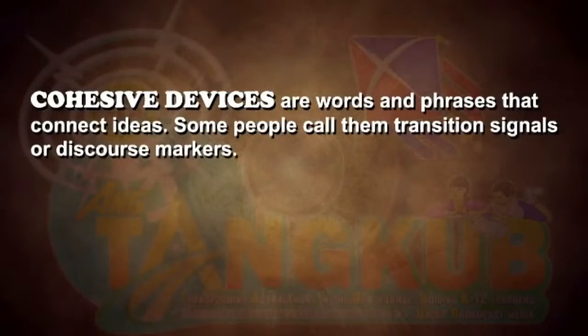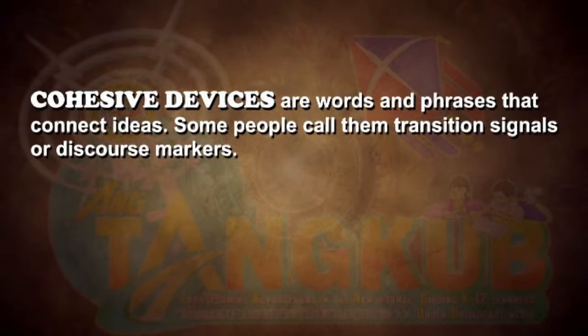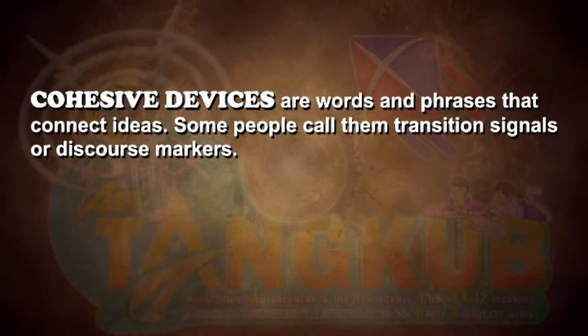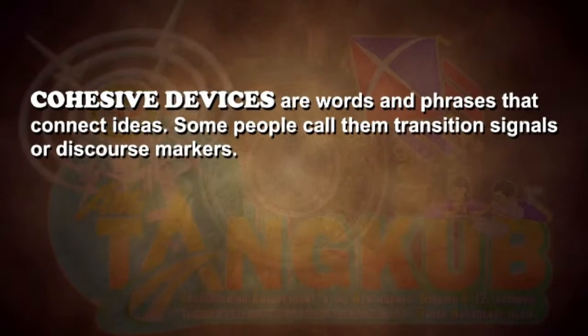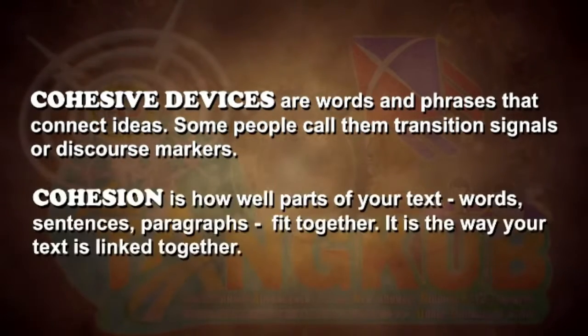To get started, let us be guided by these terms and their definitions. Cohesive devices are words and phrases that connect ideas. Some people call them transition signals or discourse markers. Cohesion is how well parts of your texts, such as words, sentences, paragraphs, fit together. It is the way your text is linked together.